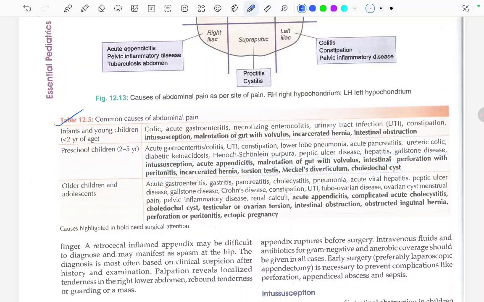Okay, and in older children, what we can suspect is acute gastroenteritis, gastritis, pancreatitis, cholecystitis, pneumonia, acute viral hepatitis, peptic ulcer disease, gallstone disease, Crohn's disease, constipation, UTI, ovarian disease, ovarian cyst, menstrual pain, pelvic inflammatory disease, renal calculi, and these are the emergency conditions which we have to diagnose as early as possible, like acute appendicitis, complicated acute cholecystitis, choledochal cyst, testicular or ovarian torsion, intestinal obstruction, obstructed inguinal hernia, perforation or peritonitis, and ectopic pregnancy.